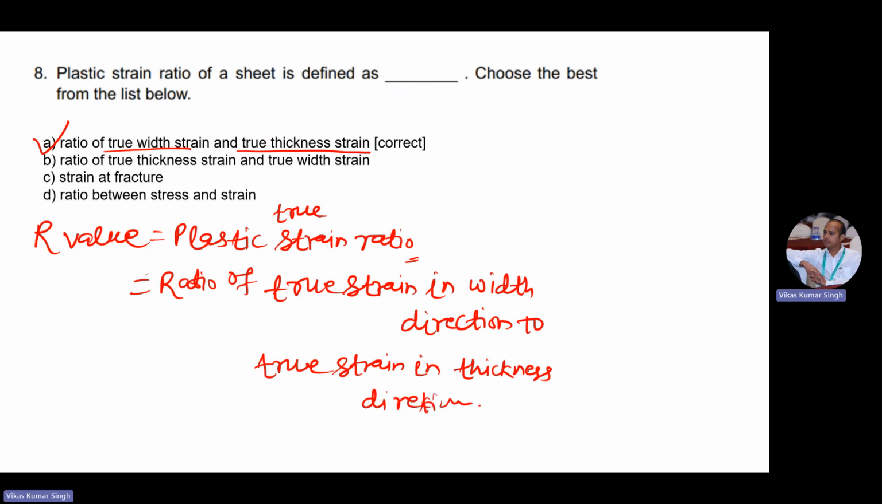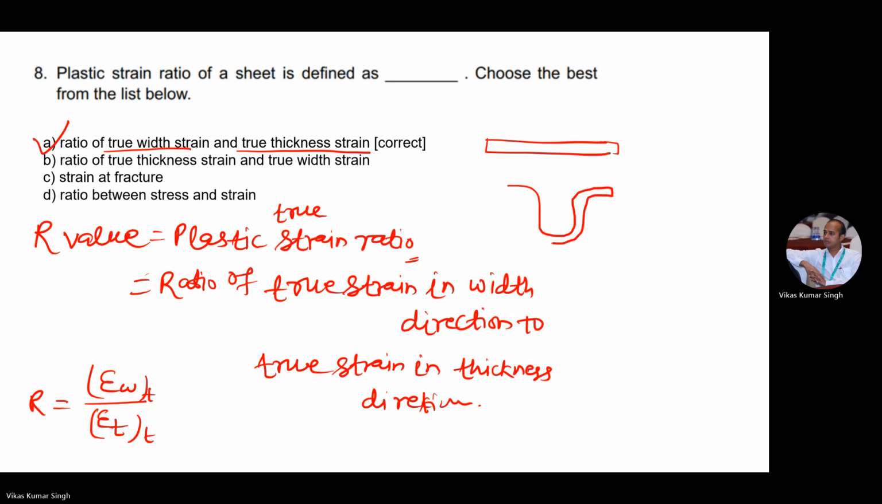This is the general formula, and the R value is generally written as true strain in width direction over true strain in thickness direction. And the physical meaning of this I also explained. Suppose you have a sheet of thickness T and you are going to make some cup or some shape out of this sheet, like this.